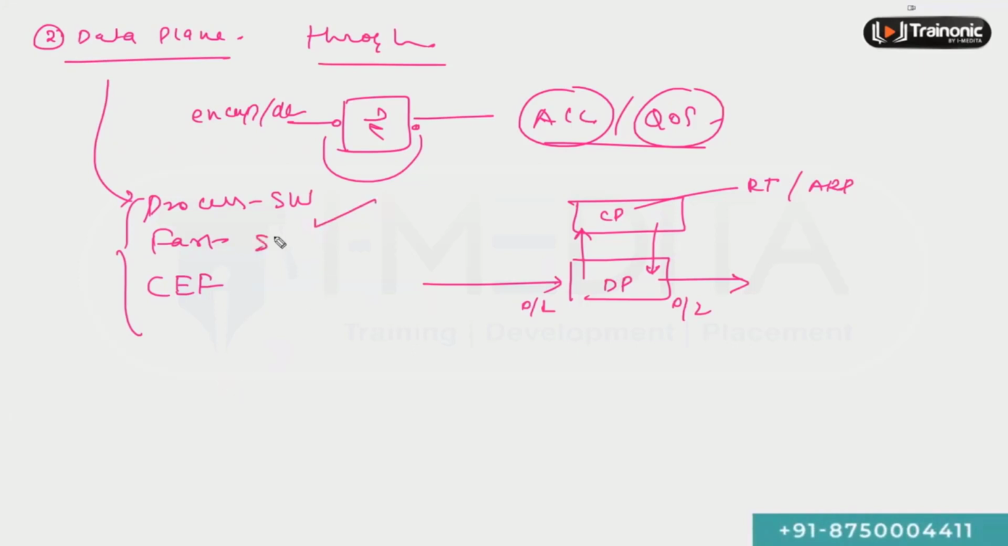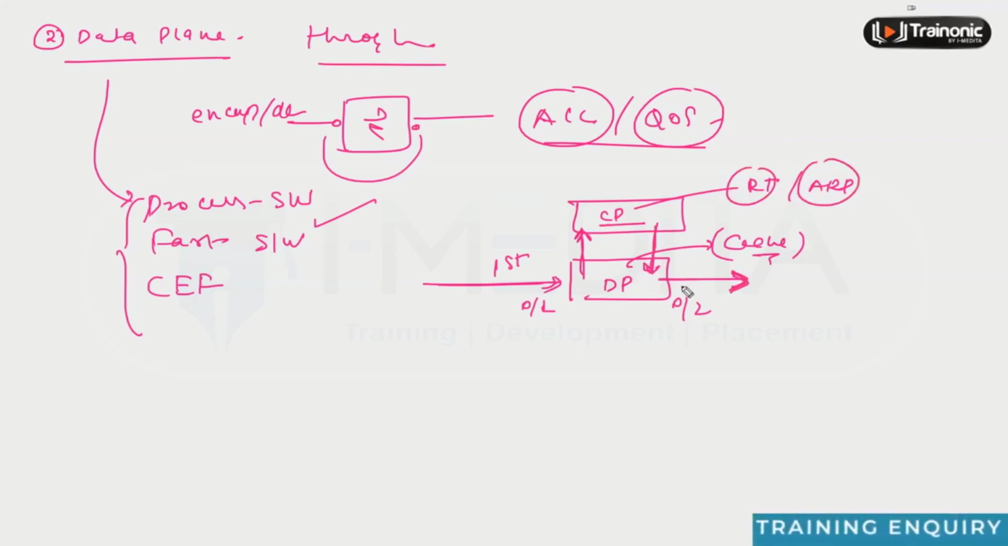Then they introduced something called fast switching. In fast switching, the device maintains some sort of cache memory. The first time a packet arrives, it is process switched, meaning the first packet will go towards the CPU. From the CPU, the routing table and ARP cache lookup will happen, and then the instructions will be passed to the data plane, and the packet will be encapsulated and switched out of the appropriate interface.